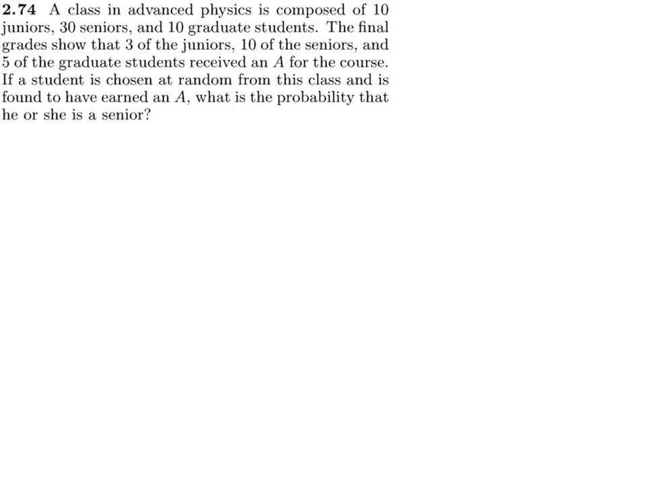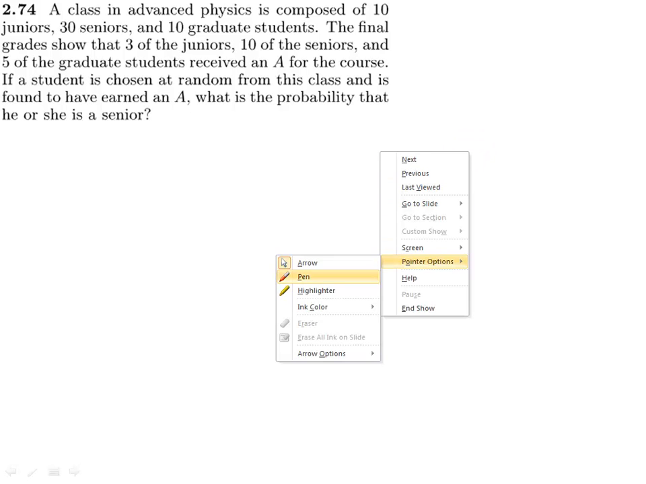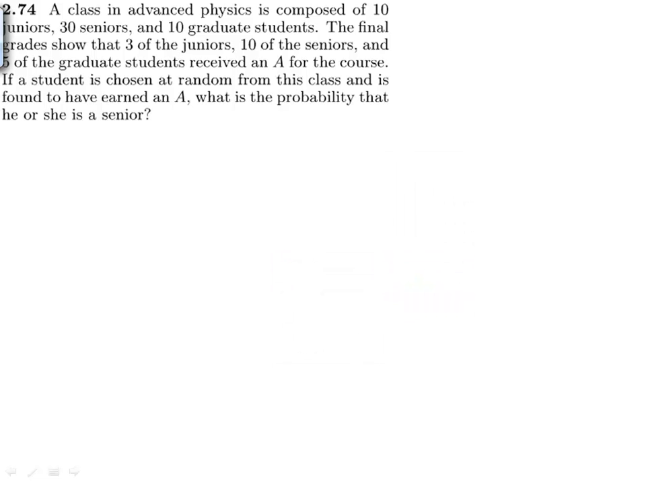So let's start with this first problem. Any questions about that problem in particular? That's 2.74. I think this is a conditional probability. So there's a fact that is given in this problem. It says if a student is chosen at random from this class, and is found to have earned an A, then what is the probability that he or she is a senior?